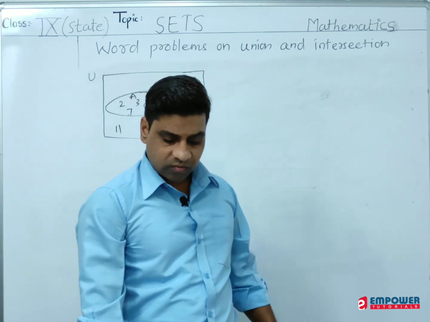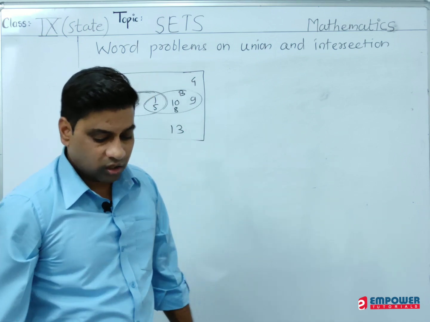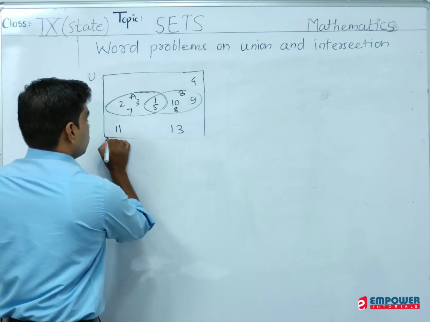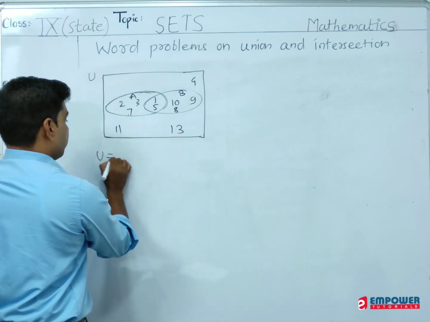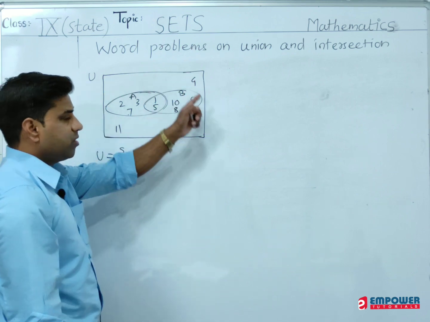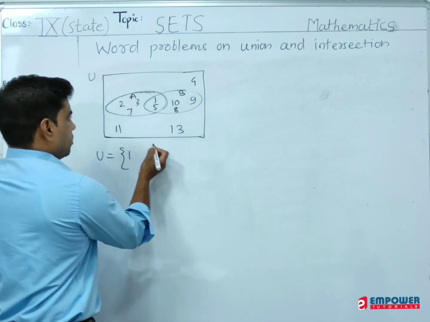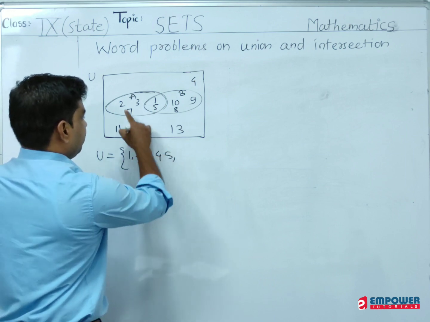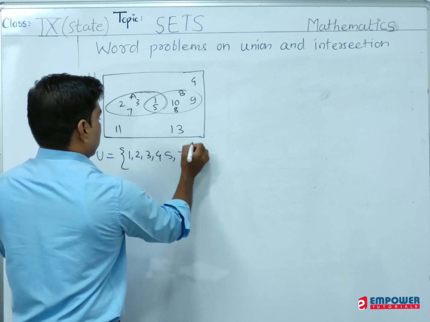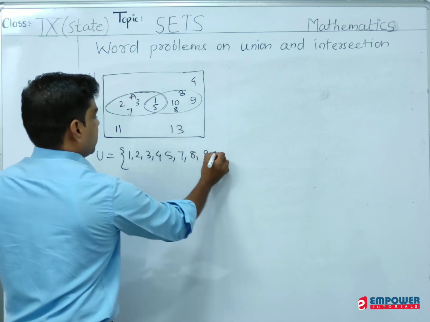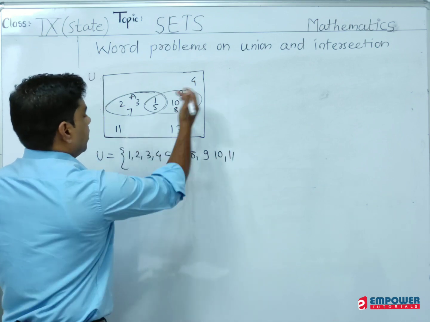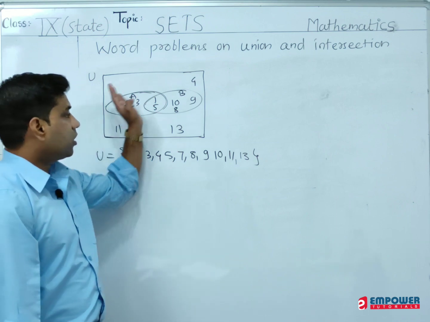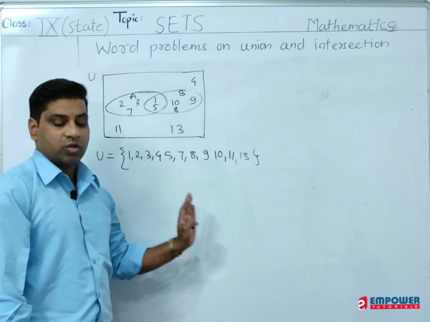Okay, so some questions are asked. First it is asked to find U. How do we find U, the universal set? It's very simple. Universal set means all elements, so write down all the elements. 1 is there, 2 is there, 3, 4, 5, I think 6 is not there, 7, 8 is there, 9, 10 is also there, 11 and 12 is not there, so 13. So this is the universal set. All the elements from the given diagram make the universal set.